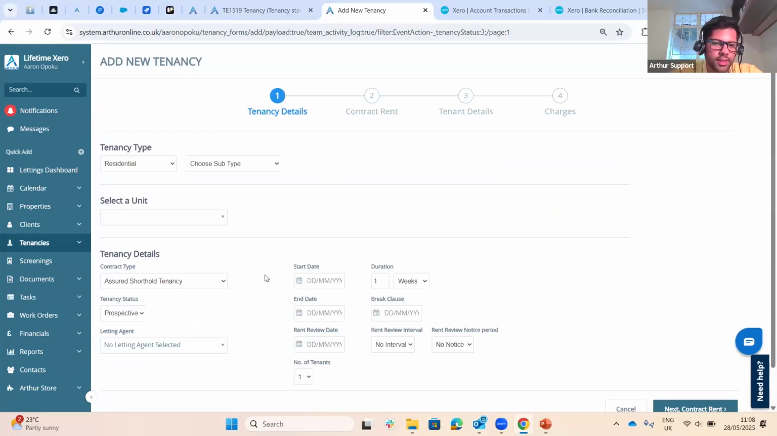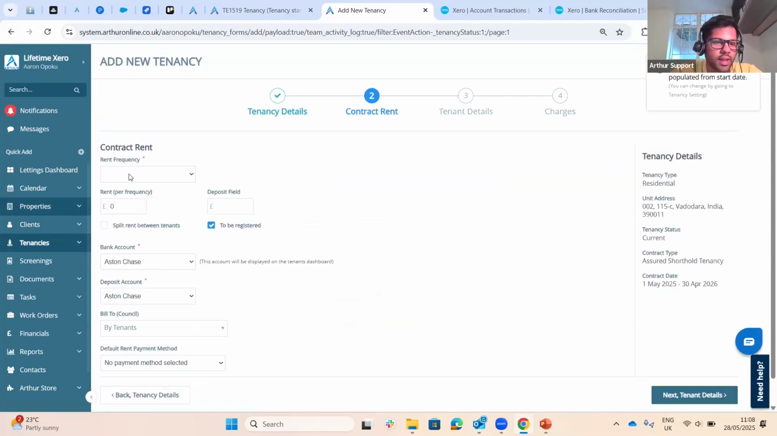And then you fill in all these details. So let's just put any unit in there, a current tenancy. Tenancy start date, just put 1st of May, 1 year. And then in this section here, this is where you add in all the tenancy financial information.